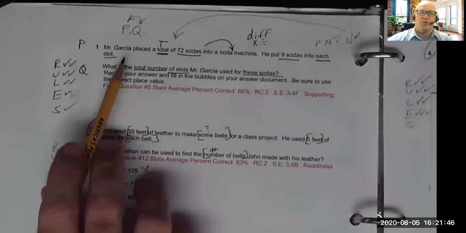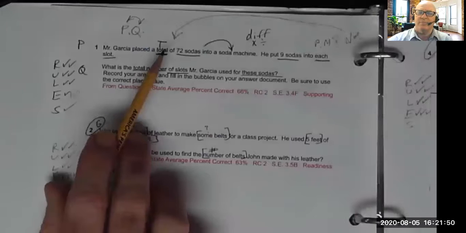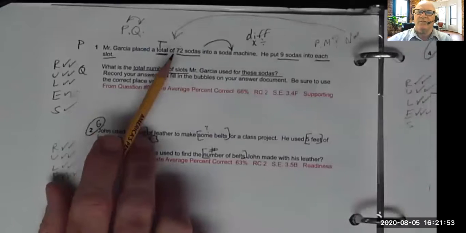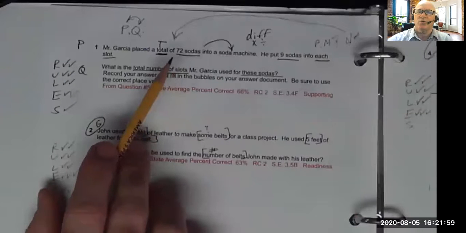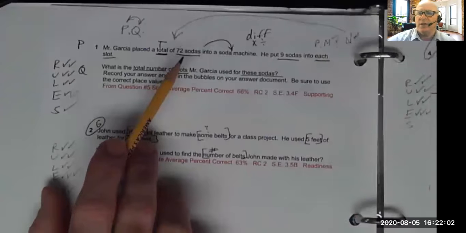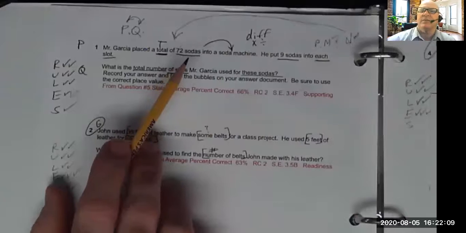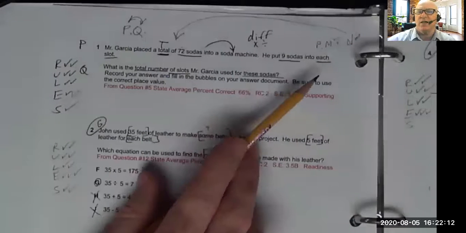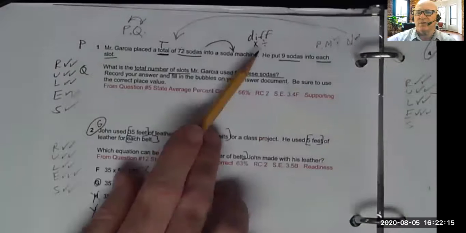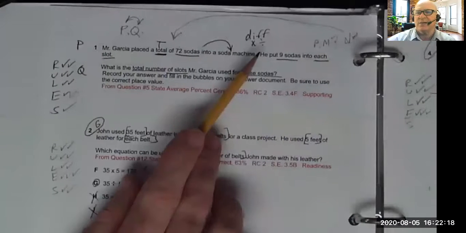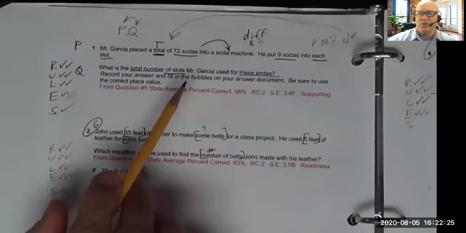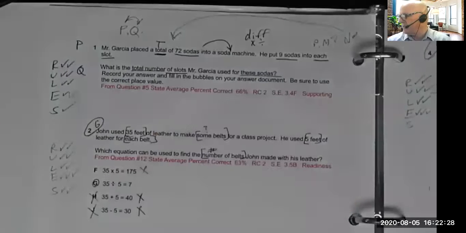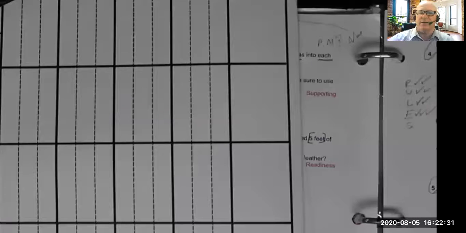Mr. Garcia placed a total, means the biggest it can be, of 72 sodas into a soda machine. That means because our total is 72, the only number that we can arrive at is a number that's smaller than 72. It says he placed 9 sodas into each slot. So once again, the keywords are different. We have sodas and slots. But because it has the word each in the problem and it doesn't say each in the question, we have to be very careful that we look at my second part.